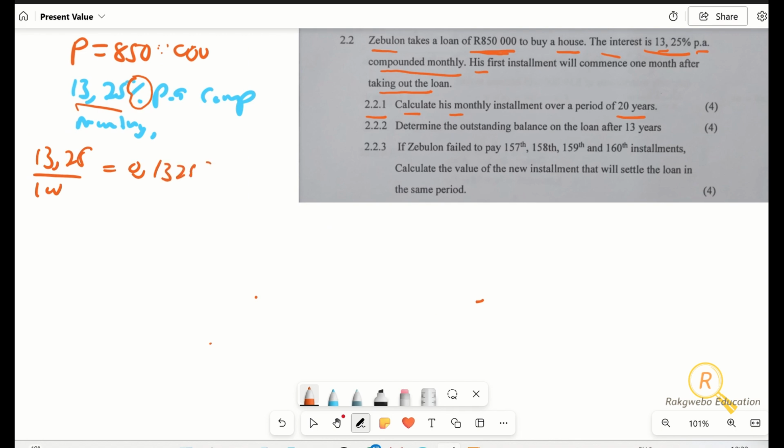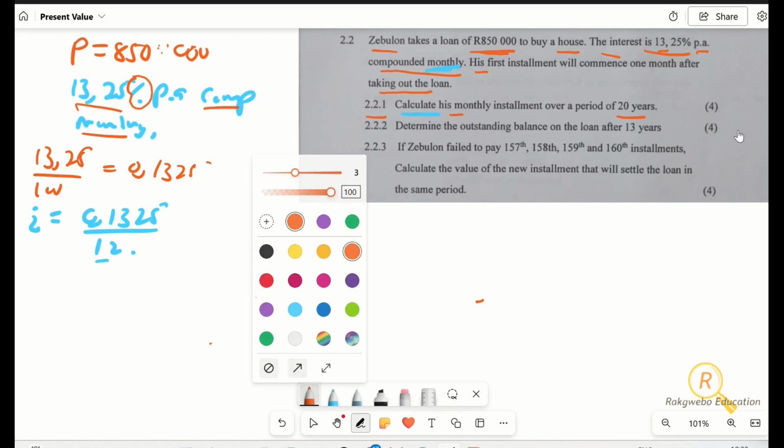Remember that they say that the investment environment is compounded monthly. So obviously you're going to have to divide that by 12 to get your I. So therefore my I is equal to 0.1325 divided by 12. If this statement is said quarterly, then you would have divided it by 4. So it just depends on how often it compounds.